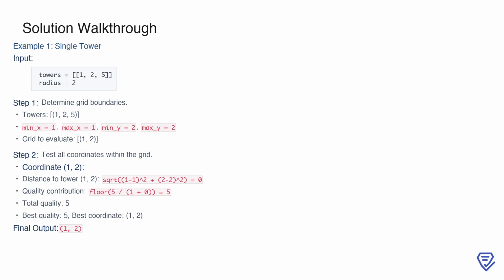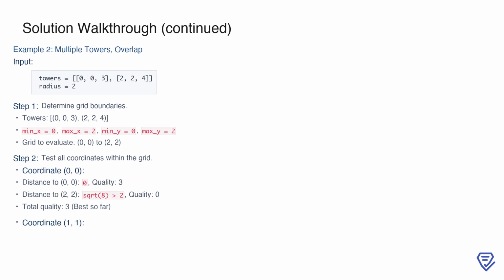Next, we test the only coordinate within this grid, which is 1, 2. The distance from this point to the tower is 0, meaning it is directly at the tower's position. Using the quality formula, the contribution is 5 divided by 1 plus the distance, which equals 5. Since this is the only coordinate to evaluate, the total quality at 1, 2 is 5, making it the best coordinate. The final output for this example is 1, 2.